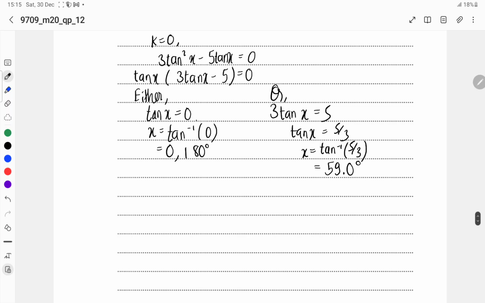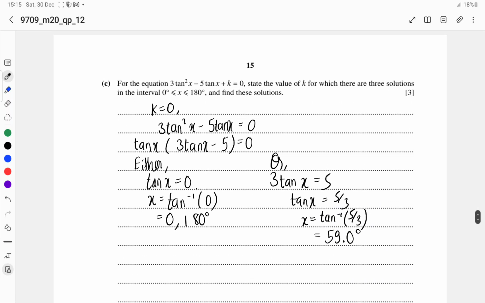It's the minimum. So let me explain again why I have written k equals 0. We have been given the interval of 0 to 180 degrees, and this is a quadratic equation, right? So no matter what we do, we are always going to get two values of tan x, right? We are going to get tan x equals either a, or tan x equals b. So in the interval of 0 to 180, there is only the value where x can be 0 or 180 to get the answer, right?